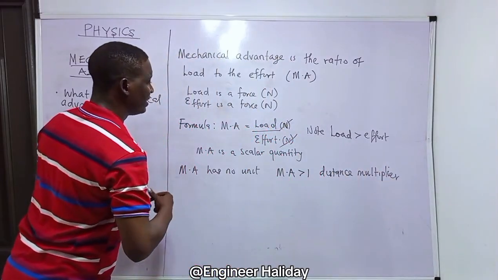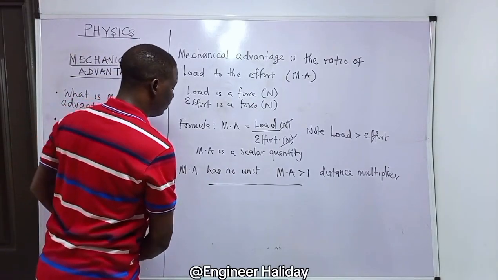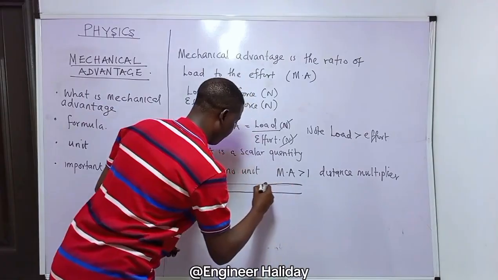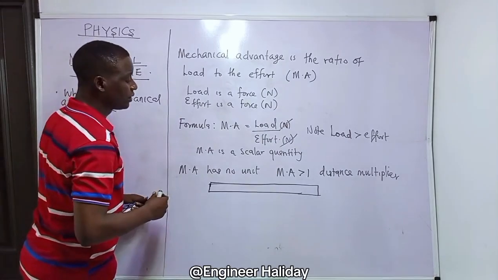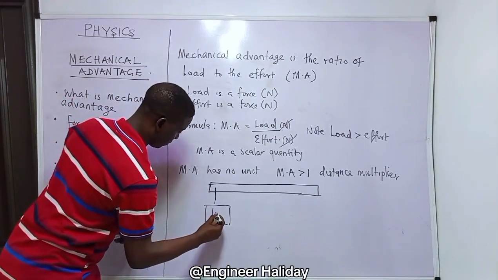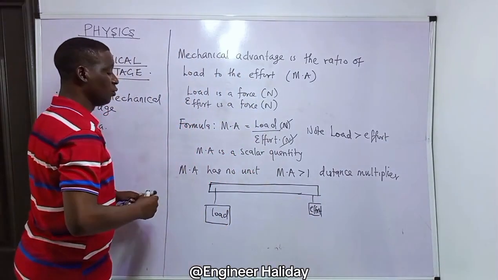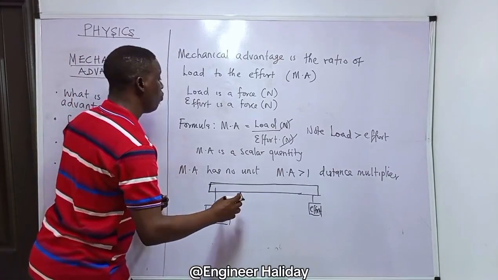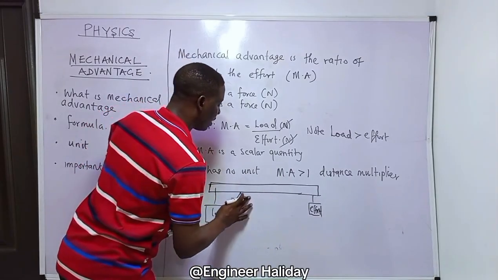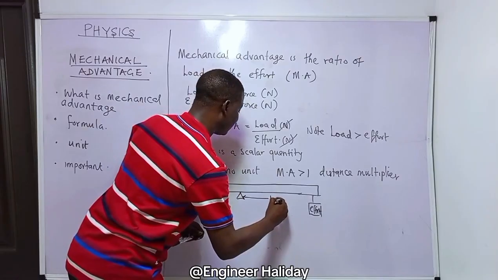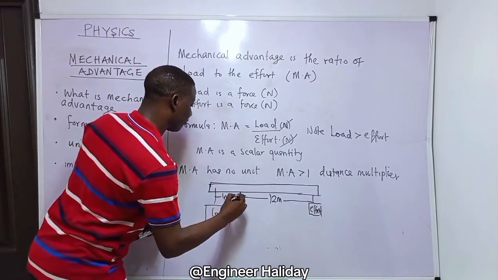Why do we call it a distance multiplier? Let's say we have a simple lever of this kind. This is a simple lever. We use it to describe the illustration of a distance multiplier. This is the load and this is the effort. In order to lift the load, we are going to have a larger distance here. Distance will be big. Let's say I will have 12 meters, and here we probably have 1 meter, for instance.